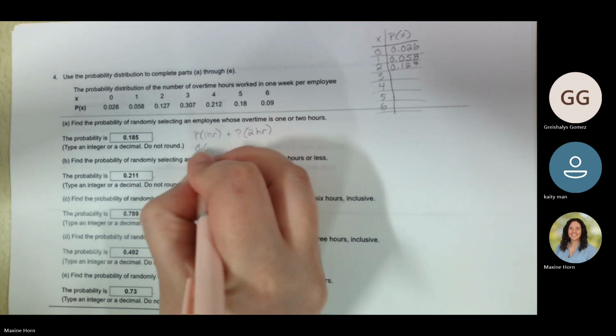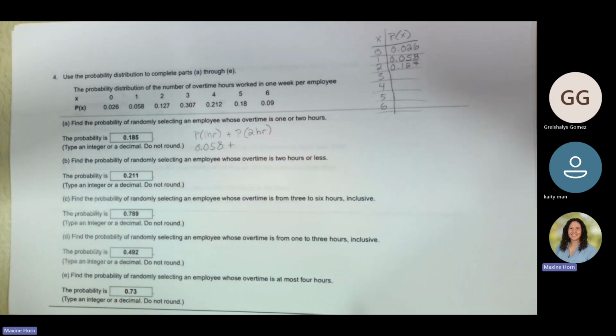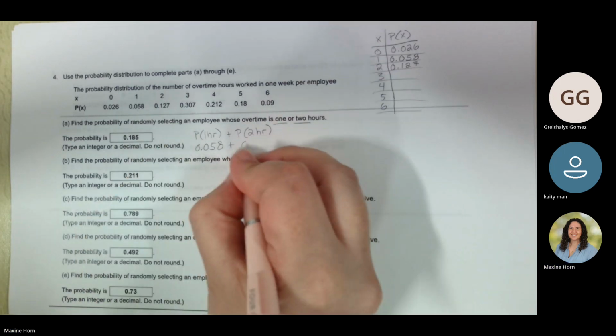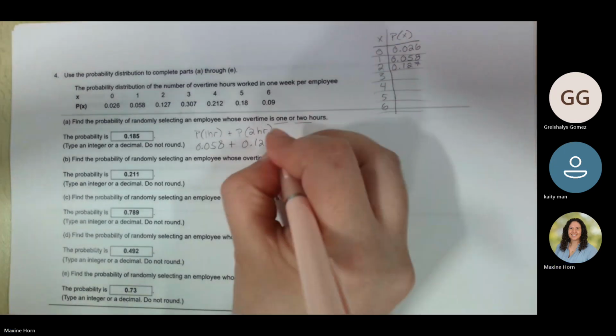Okay, so the probability of 1 hour, well, the X is the number of overtime hours worked, so the probability of 1 is 0.058. And we're going to add that to, because they said 1 or 2 hours, we're going to add that to the probability of 2 hours. And that's all we're doing. We're just adding them up because it's 1 or 2 hours, right? So we add these up, we plug them into the calculator.